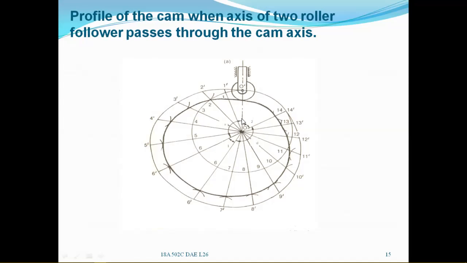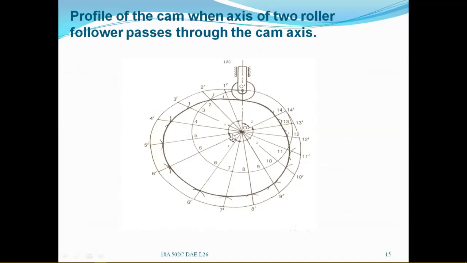By taking O dash O as reference, mark the angle of ascent 120 degrees, the dwell period 30 degrees, and 150 degrees for the return stroke. Then divide the outstroke into the same number of parts as you divided on the displacement diagram, and also divide the return stroke into the same number of divisions as done in the return stroke of the displacement diagram.